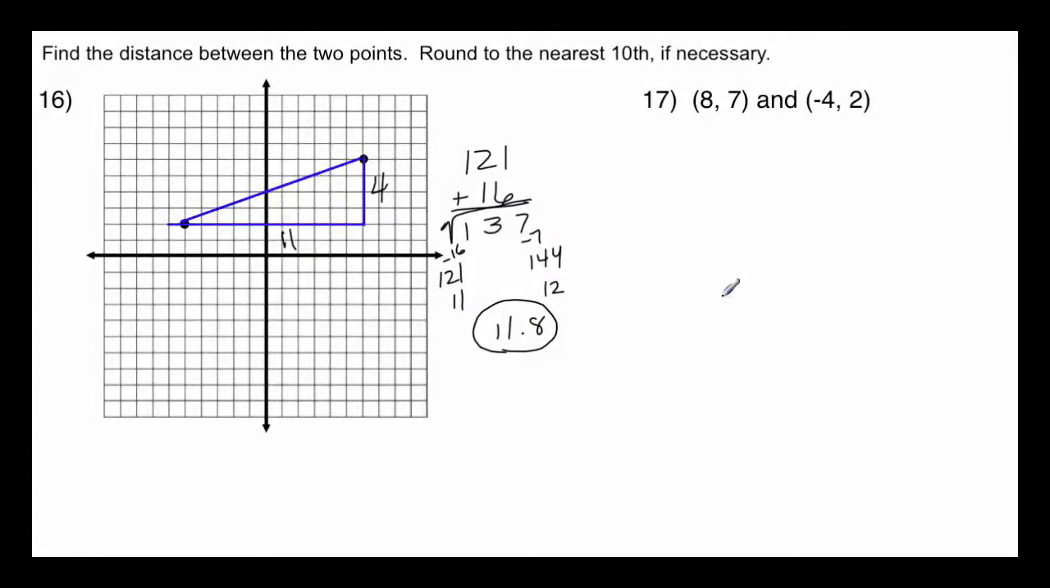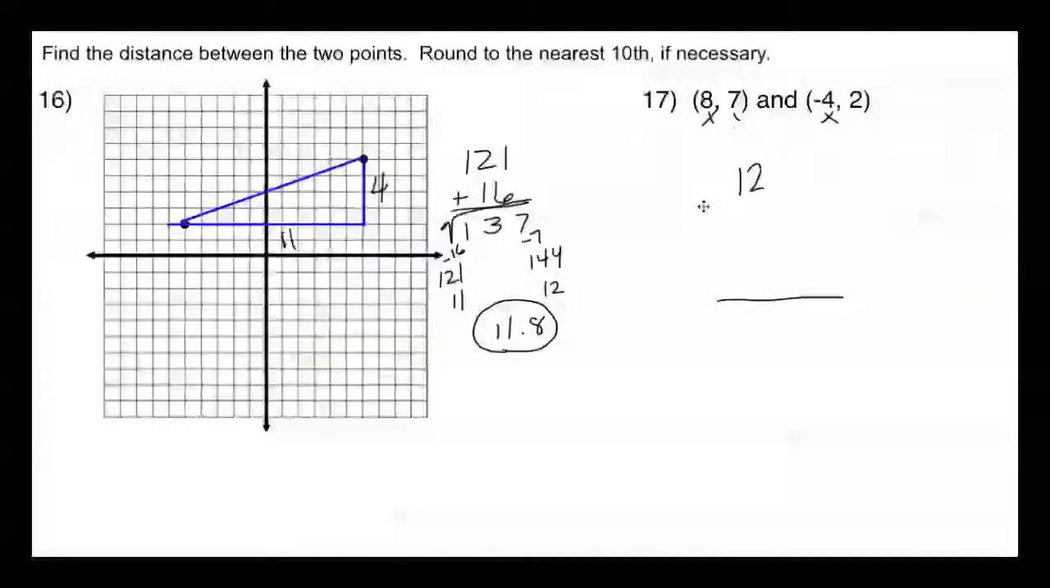Okay, here. Well, I'm going to do a little shortcut. I know that I'm going to the right 8 on this x-coordinate, and I'm going to the left 4 on this x-coordinate. So when I go in opposite directions, I'm simply going to add the 8 and the 4, and that's going to give me a 12 for my distance on my horizontal leg.